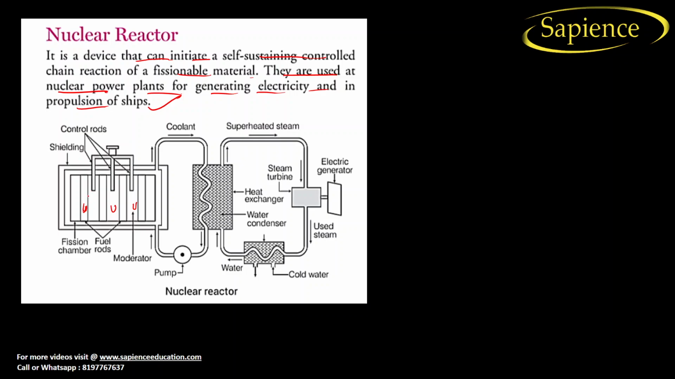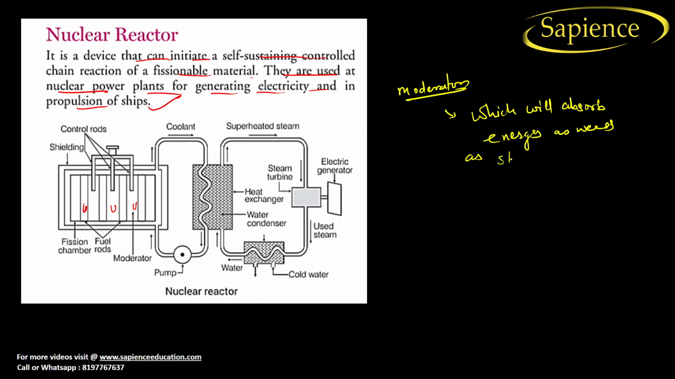Apart from this, what will happen? There is a moderator. Moderator means which will slow down the movement of the neutrons. So they have told that it is your moderator. Moderator means basically which will absorb energy, as well as slow down the speed of the neutron. Why is it required?